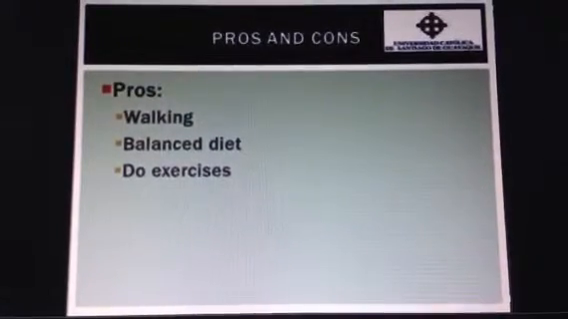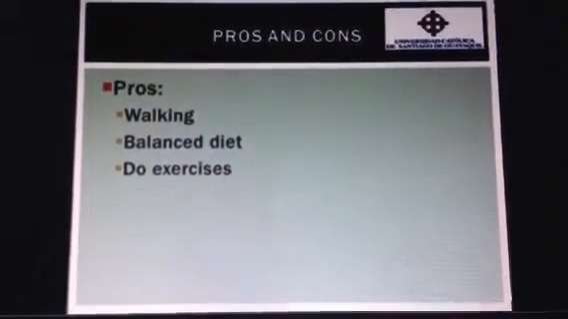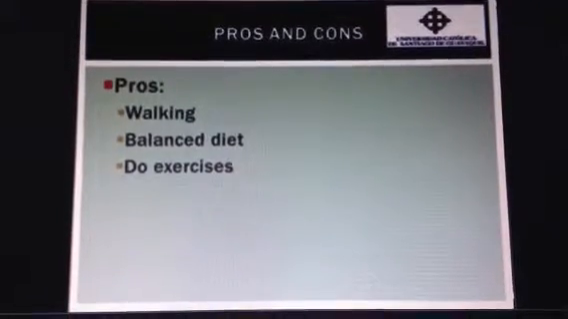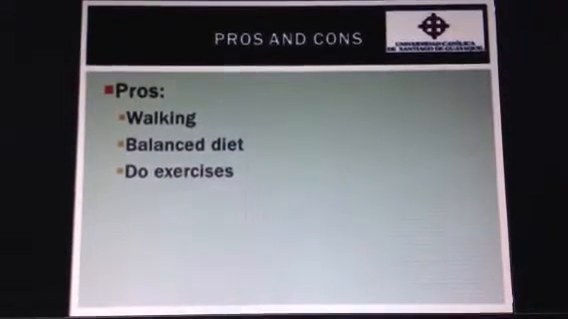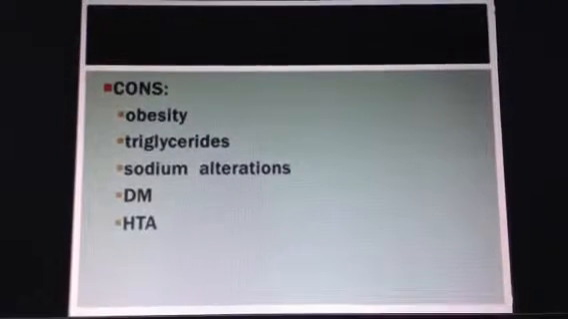Some pros and cons. The pros, for example, are walking, a balanced diet, and exercise. And some cons are obesity, triglycerides, sodium alteration, diabetes mellitus, and arterial hypertension.